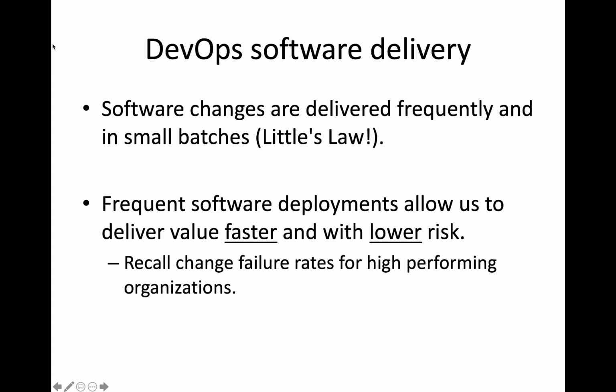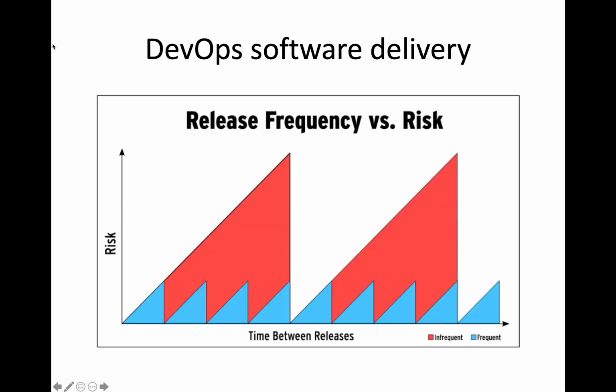But if the software changes are delivered more frequently and the software changes are much smaller, then what customers will see is they'll experience a platform which evolves over time, gradually and more slowly, and they'll experience much less risk, because the scope of those changes is much smaller.